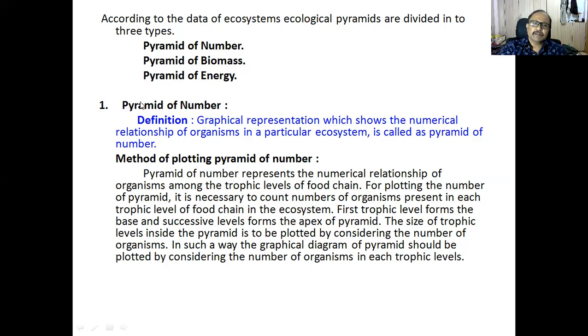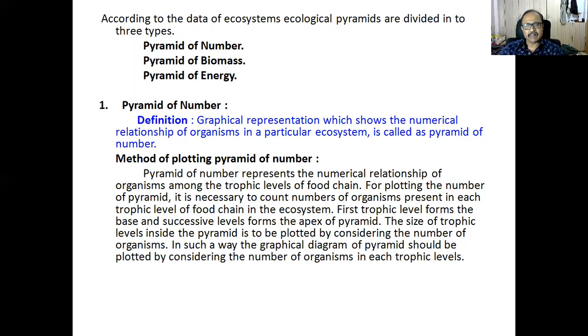Pyramid of number. This is the graphical representation which shows the numerical relationship of organisms in a particular ecosystem. Graphical representation or pyramid shows the numerical relationship of organisms in particular ecosystem is called as pyramid of number. Means the number of organisms. We have the data of number of organisms present in the ecosystem.